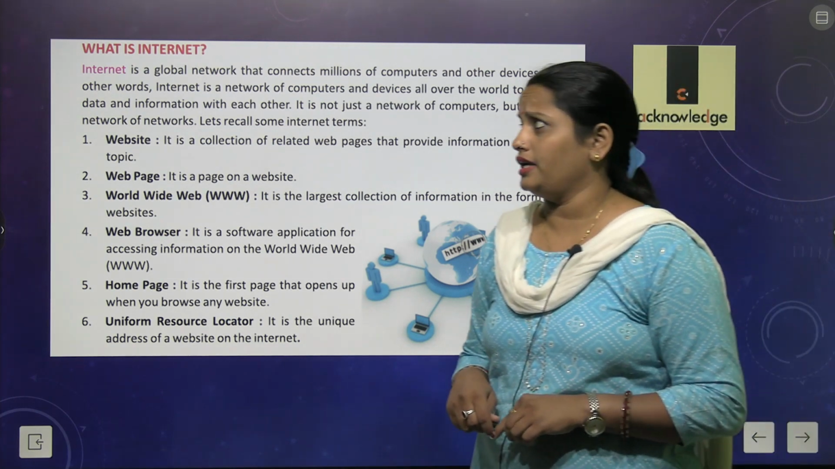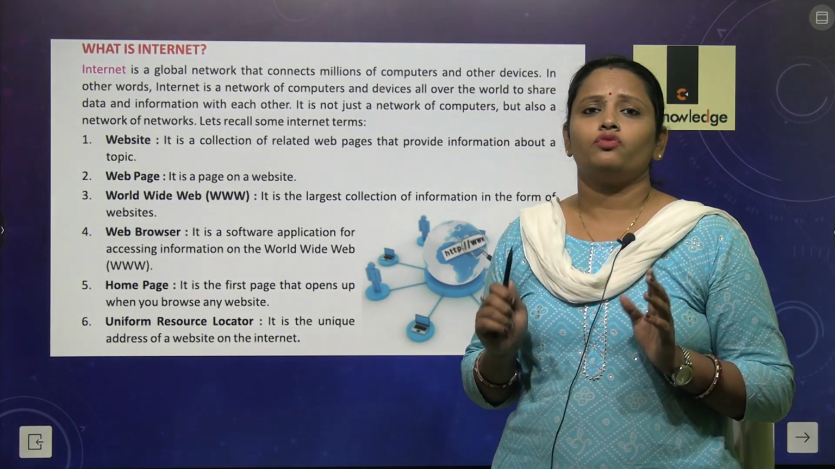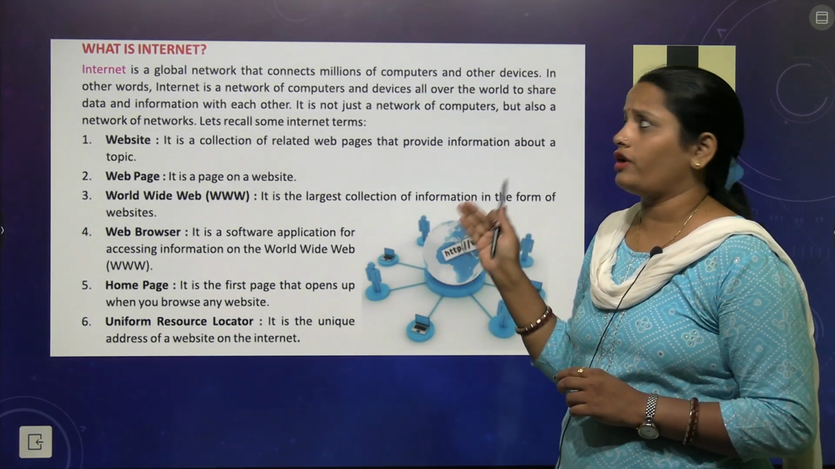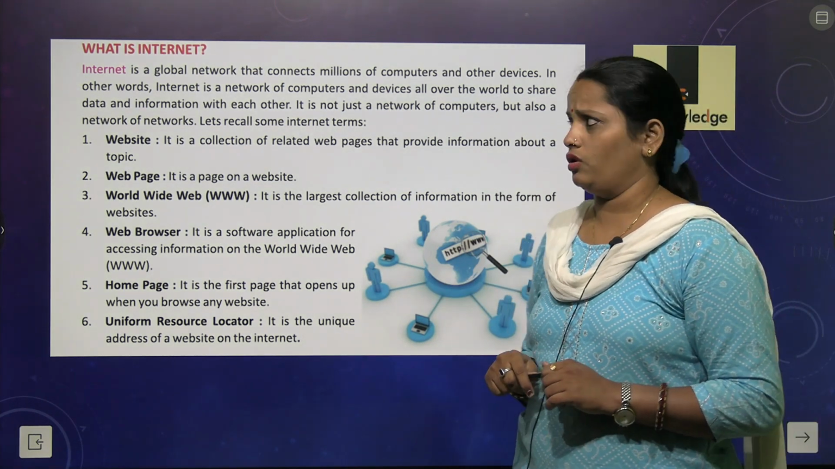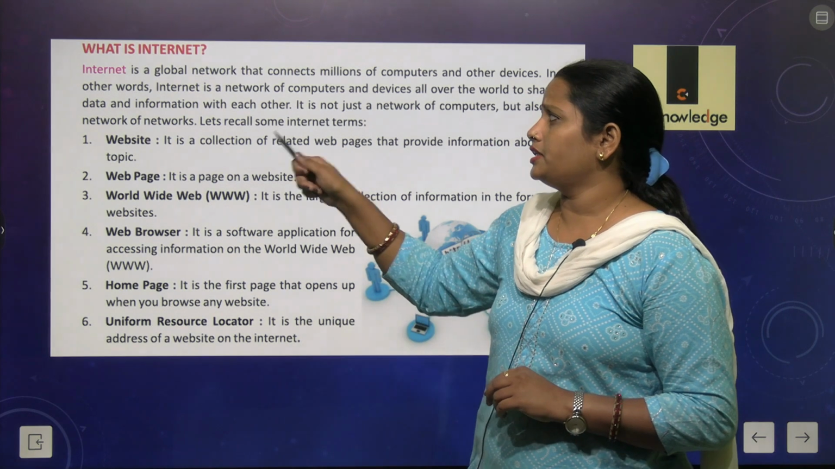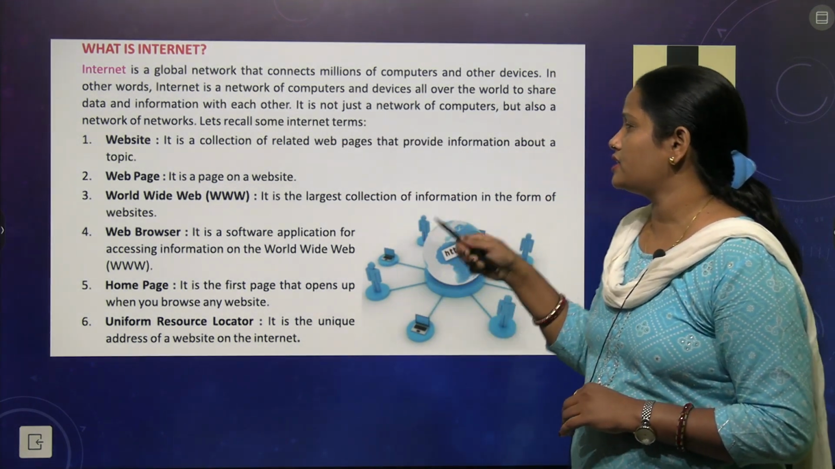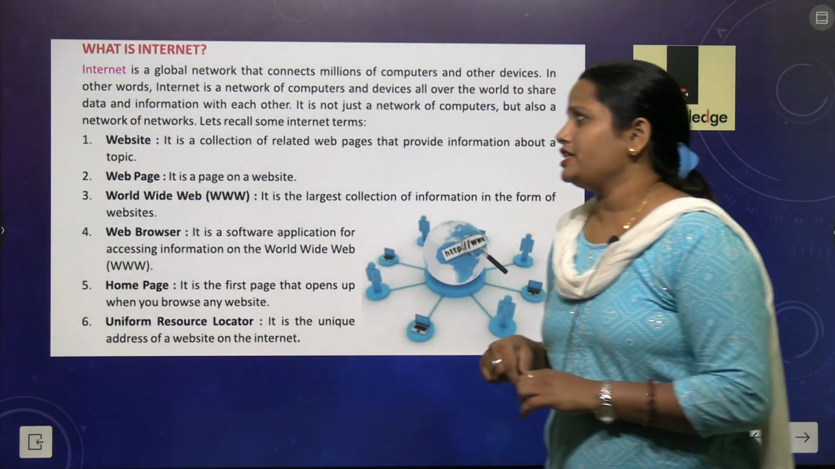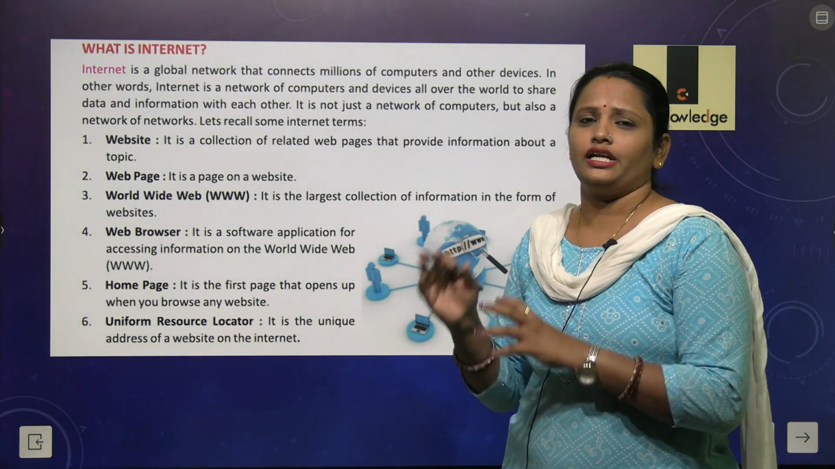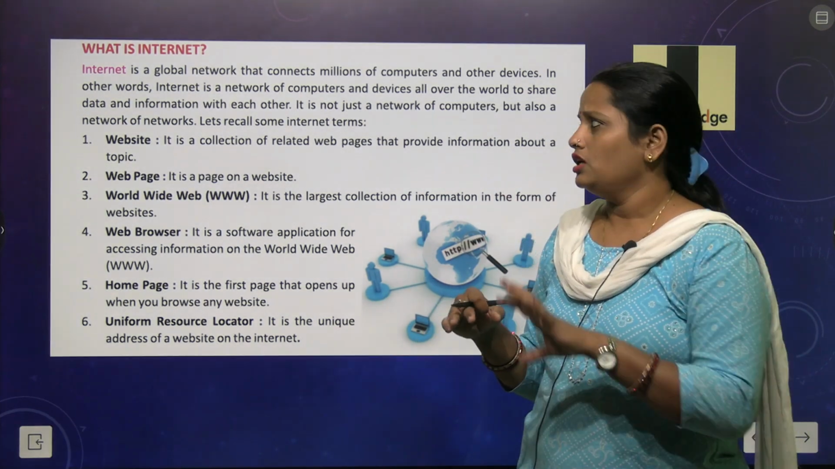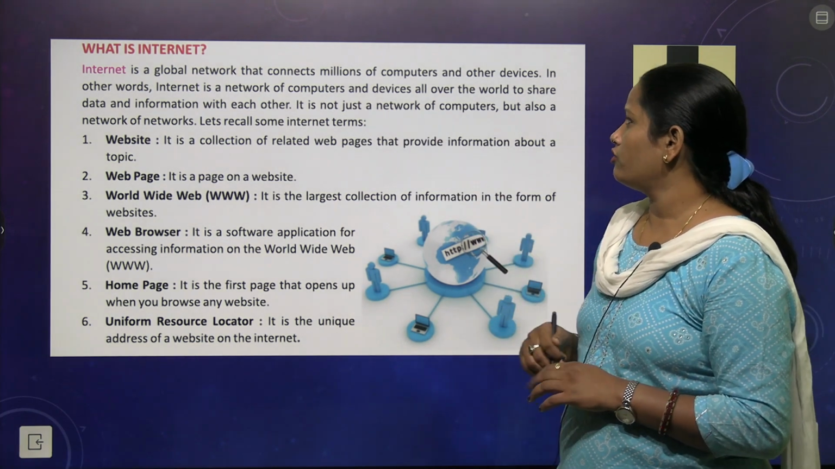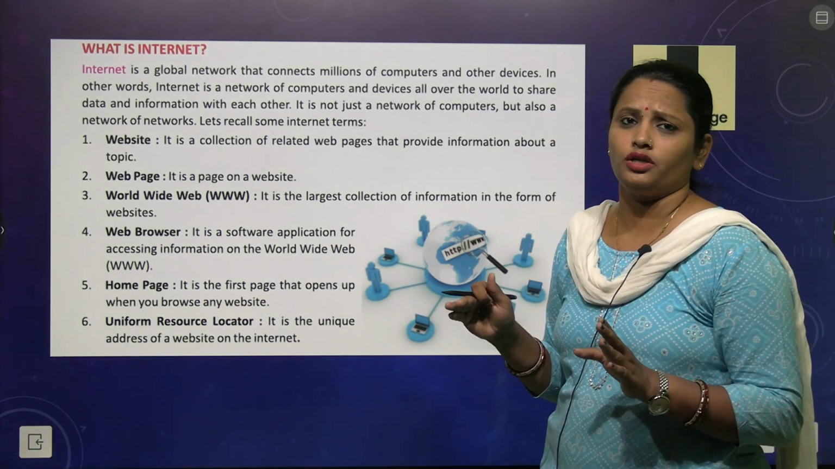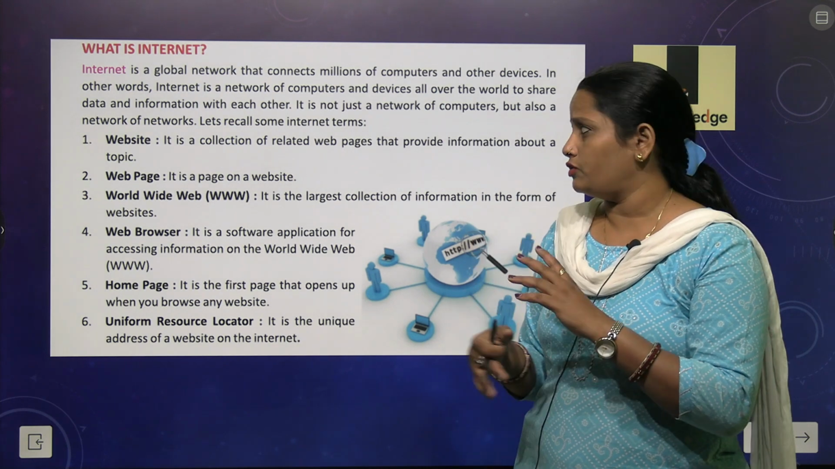Okay, let's begin. First is, what is internet? Internet is a global network that connects millions of computers and other devices. In other words, internet is the network of computers and devices all over the world to share data and information with each other. So by internet we can share our data and information throughout the world. It is not just a network of computers but also a network of networks.